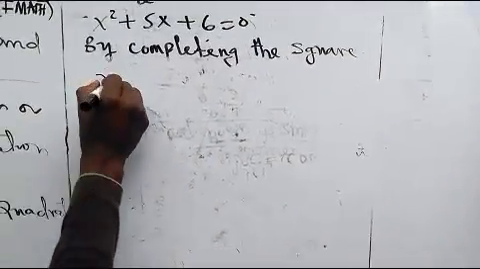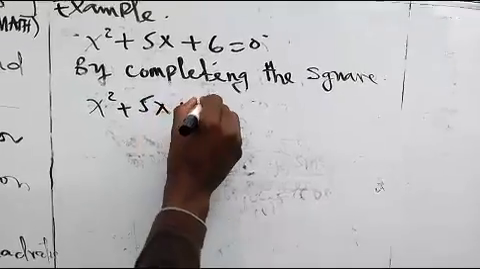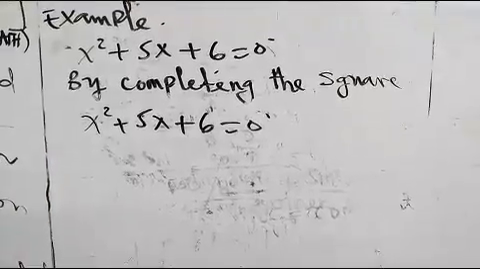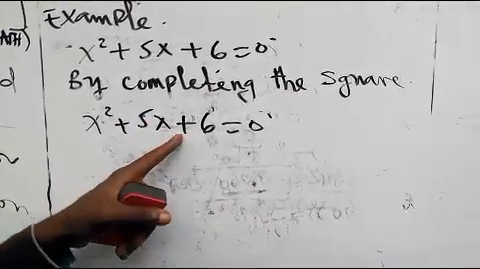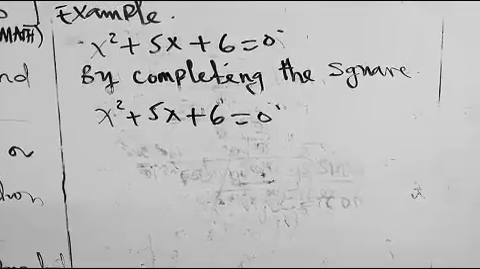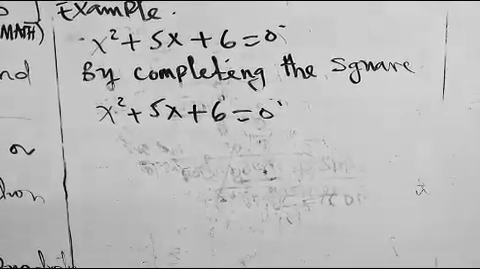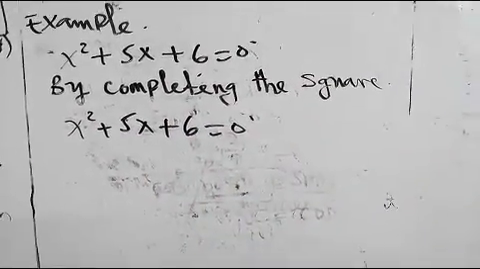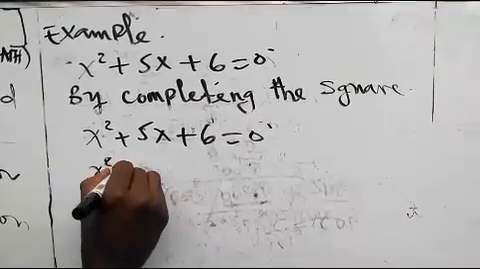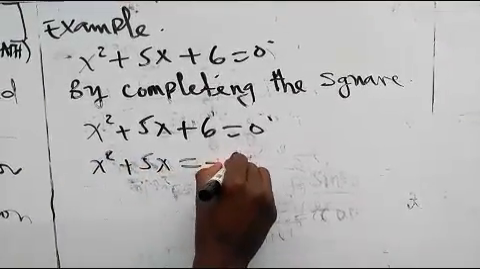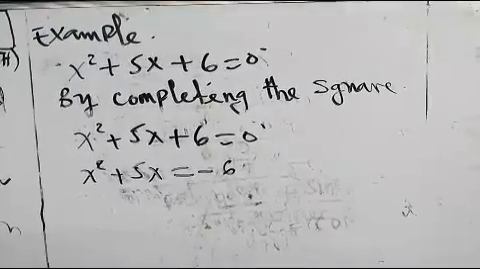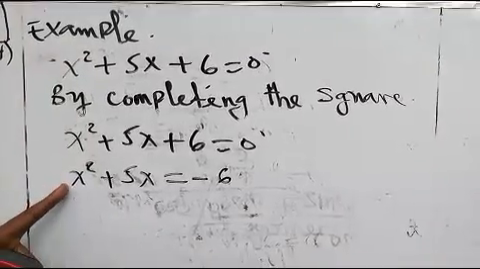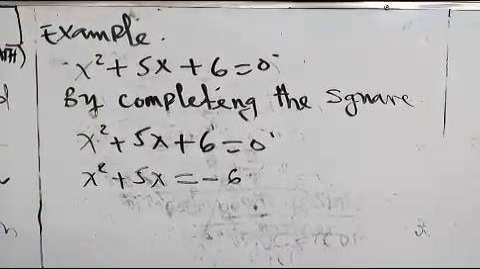Now our equation is x squared plus 5x plus 6 equals 0. Now if you look, the coefficient of x squared is 1, the coefficient of x is 5, and the constant term is 6. Like it said in our first condition, we transfer the constant term of the equation to the right hand side. So we are going to have x squared plus 5x equals minus 6. Now we make sure that the coefficient of x squared is 1. If you look, our coefficient is 1. Then we can move now to the next part.